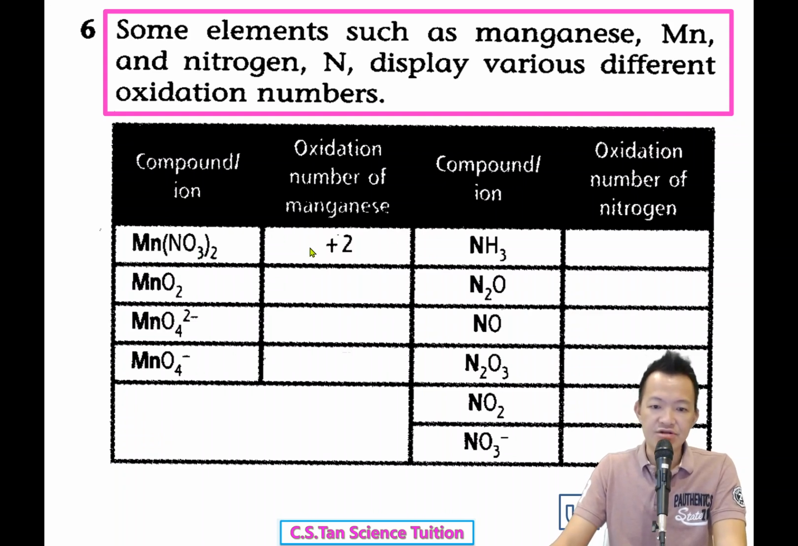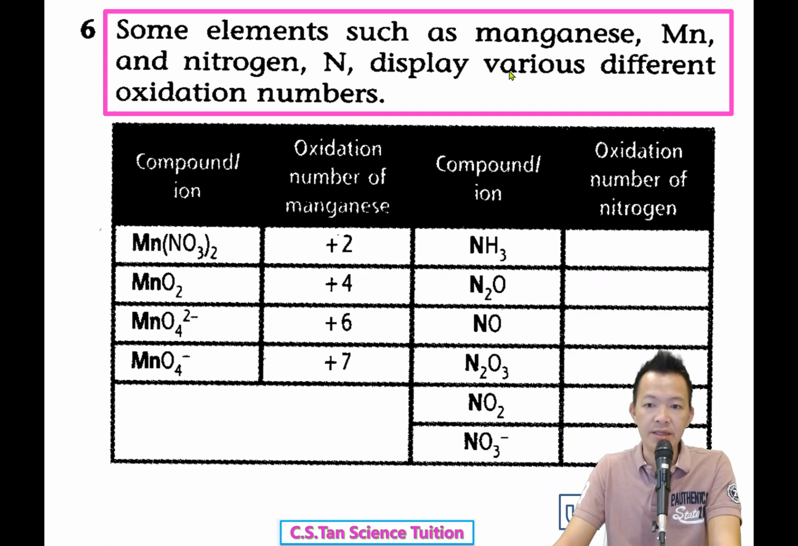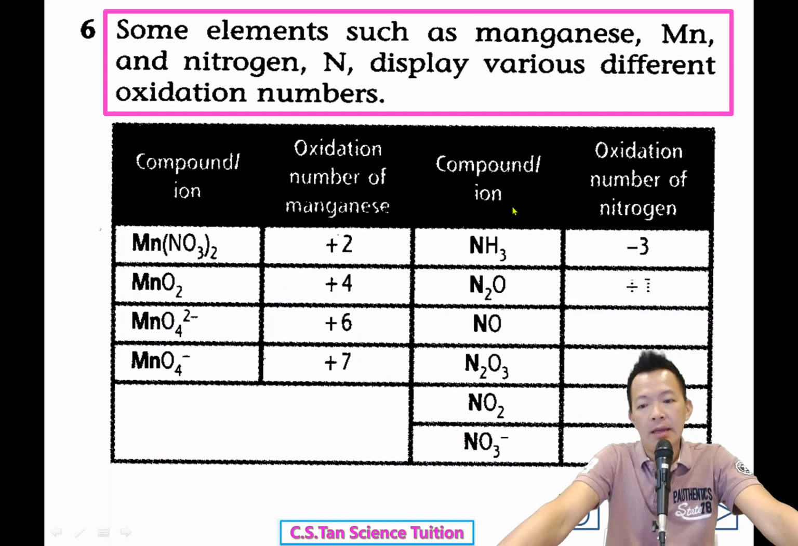Manganese in manganese nitrate is positive 2. Okay, so manganese can be positive 4, positive 6, positive 7, but don't go and remember, don't memorize. Okay, I will teach you how to calculate, you just work it out on the day, understand? Or nitrogen, it also varies. It also displays different oxidation numbers. It can carry many kinds of charges. Okay, it can be negative 3, positive 1, positive 2, 3, 4, or 5. So don't be surprised, don't scare yourself, it's a small matter, understand?